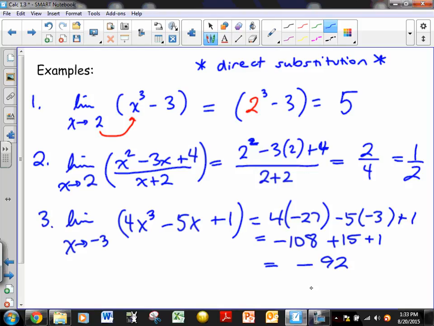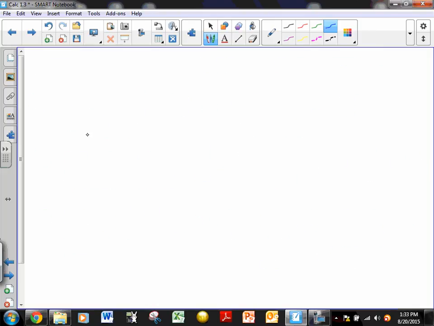Now, there's a couple times when it doesn't work. Let's take a look here. Try this one, number 4. Find the limit as x approaches -2 of x squared plus x minus 2 over x plus 2.